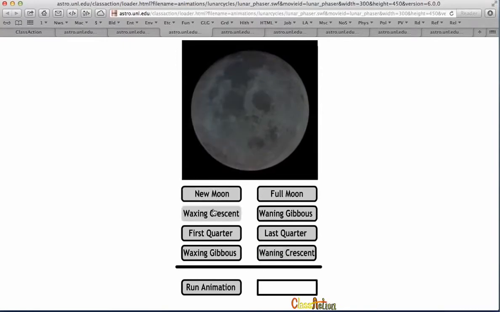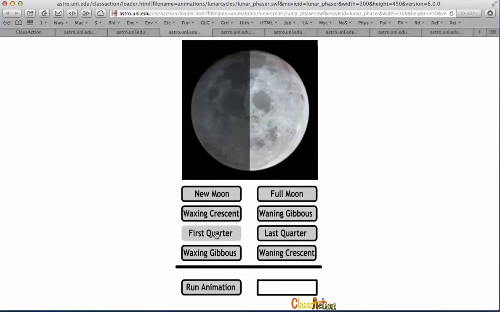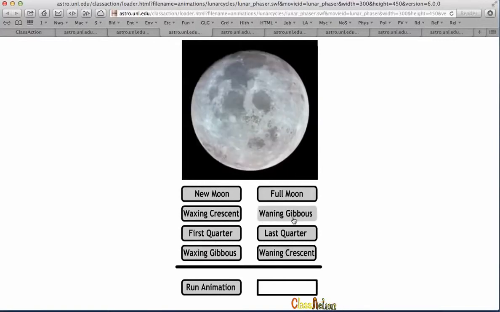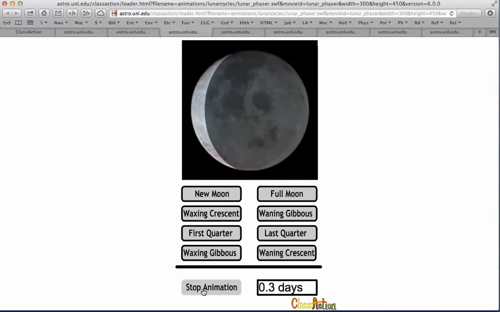Okay, once again, new moon, waxing crescent, first quarter, waxing gibbous, full moon. Now why am I going through this so quickly? You're going to do a lab on this, so it's not really a big deal.